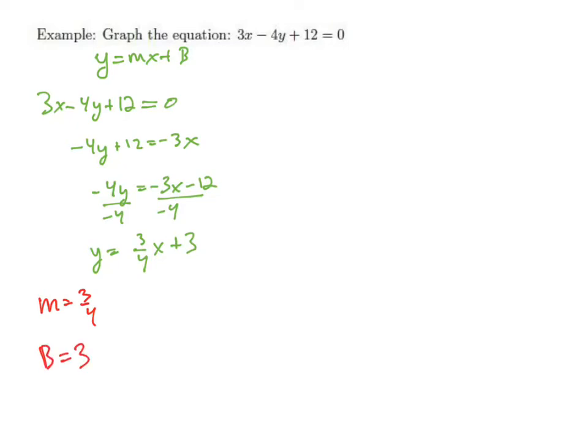So to graph this, plot the y-intercept at 3 and then go up 3, right 4, and then we can connect these points with a smooth line. So there we have the graph of that line.